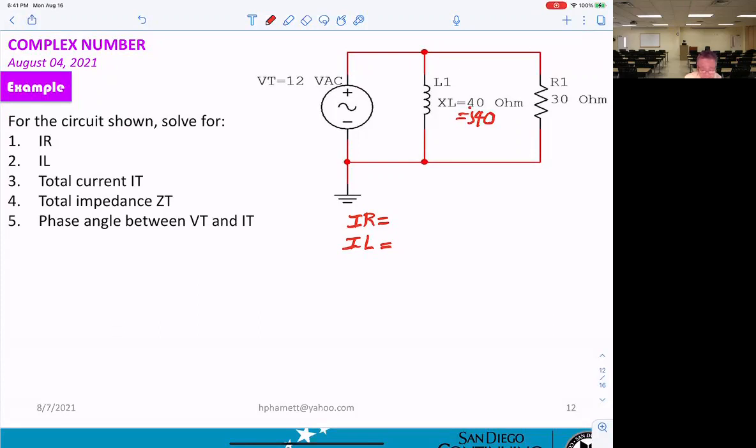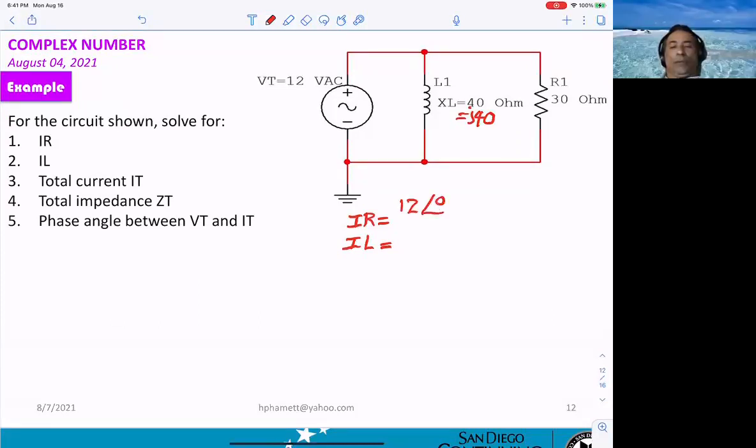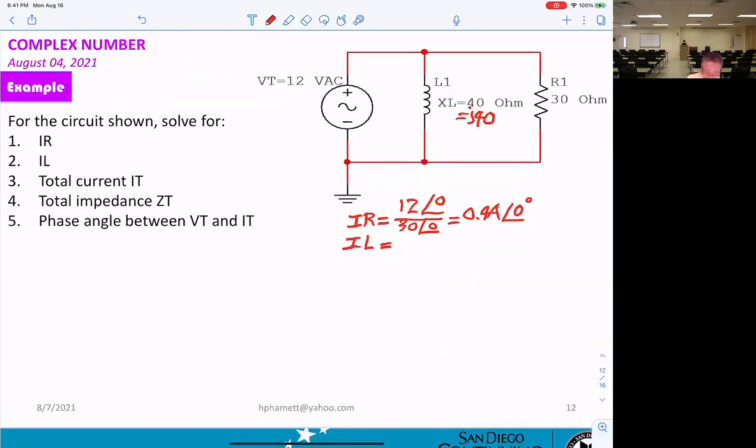IR will be 12. So 12 divided by 30 is 0.4. Okay?